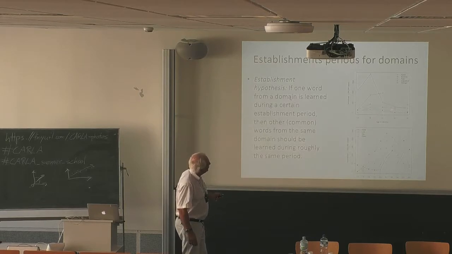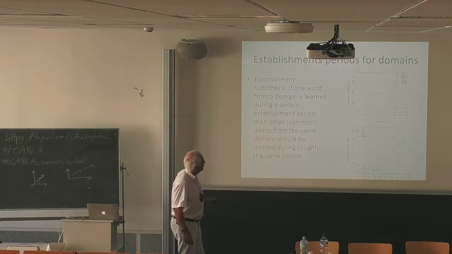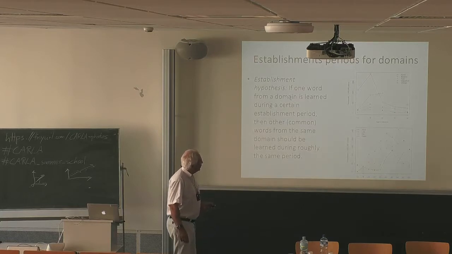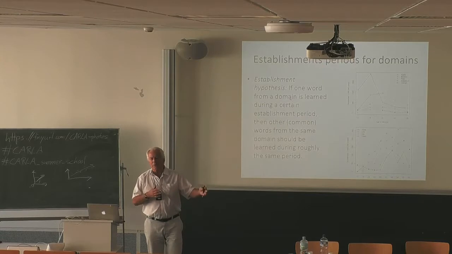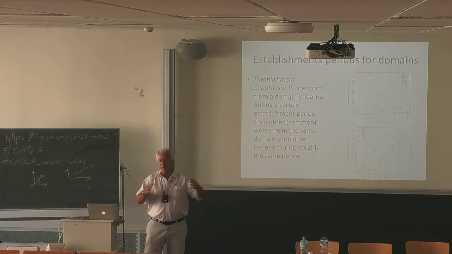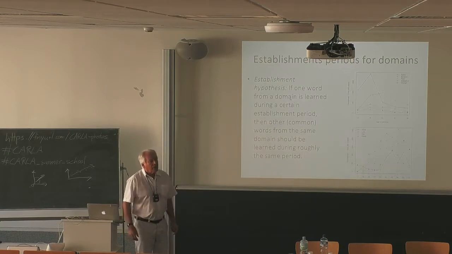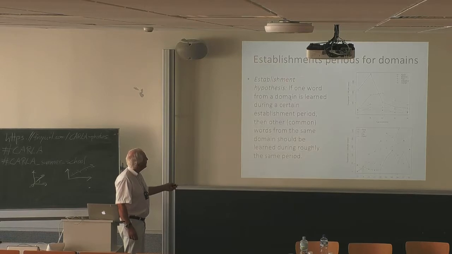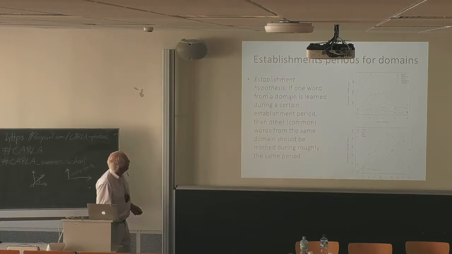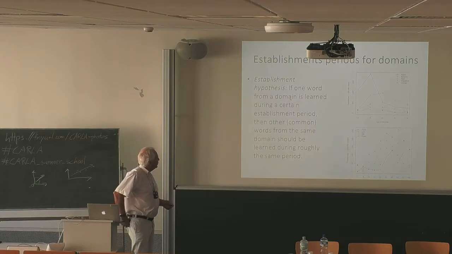But my point is that if you look at the curves, all the fruit words are learned somehow during the second half of the second year. If you take another group, more abstract words like alive, live, die, and dead, they are very infrequent until about 3 years of age, and then suddenly they increase. Between 3 and 4, children learn to understand the difference between being alive and dead, and then they can start talking about it. We've run a few experiments, and there is some support, though not very strong, for what I call the establishment hypothesis: if one word from a domain is learned during a certain establishment period, then other common words from the same domain are learned roughly during the same period.